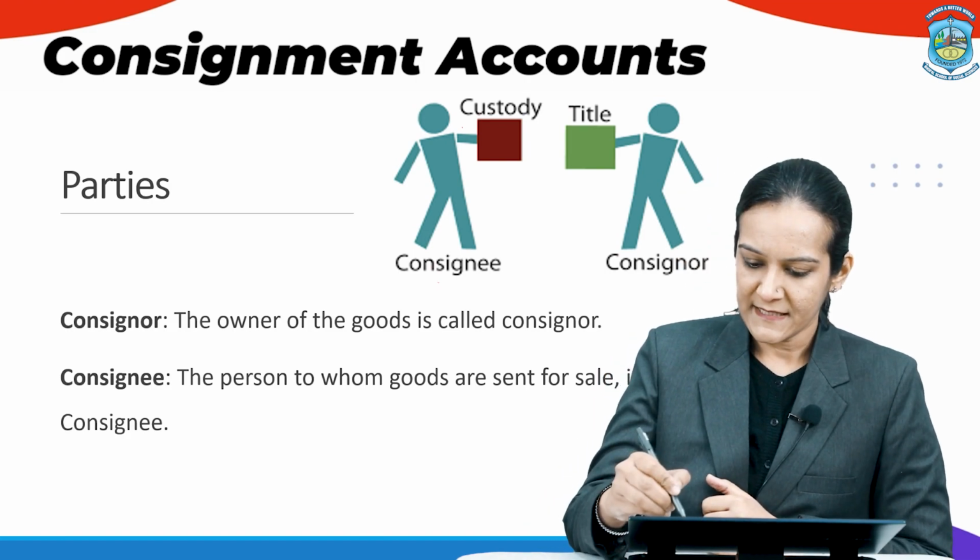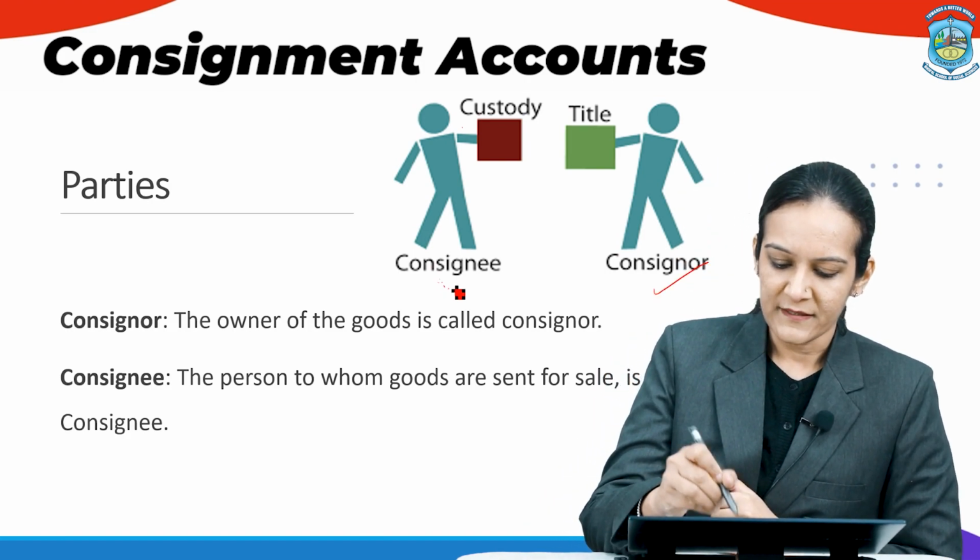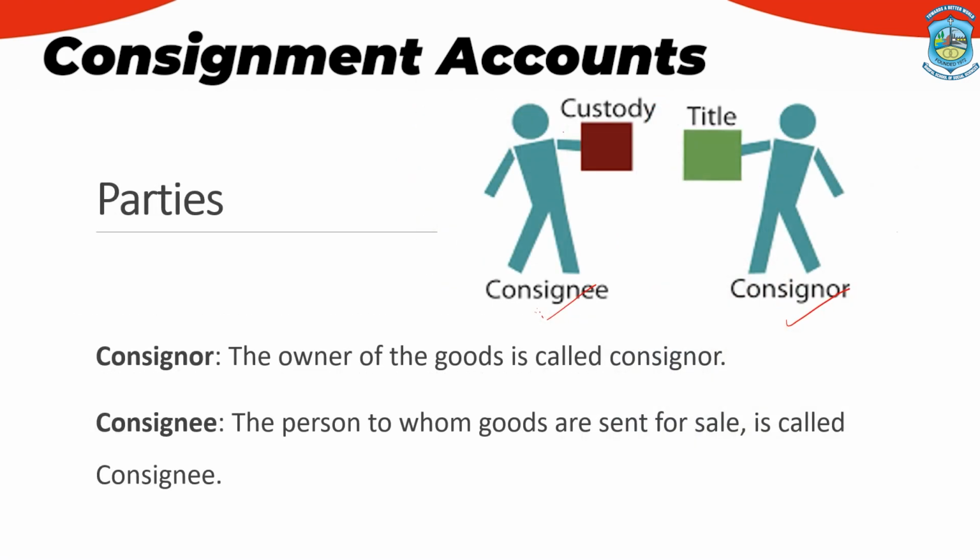So there are two parties involved. One party is the consignor and the other is the consignee. The consignor is the person who has the title of the goods, the owner of the goods. The consignee is the person who only has the possession or custody of the goods. The person to whom the goods are sent for the purpose of sale by the consignor is known as consignee.